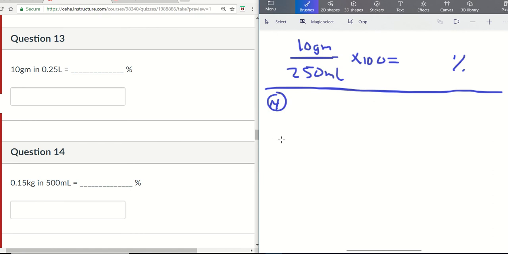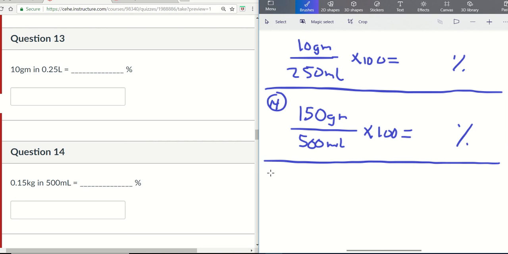14. How many grams do we have? 1.5. That's kilos. So we want grams. 150 grams. Our volume is already in mLs, so we don't have to convert those. Don't forget to multiply by 100. .3, 3 or 30%?